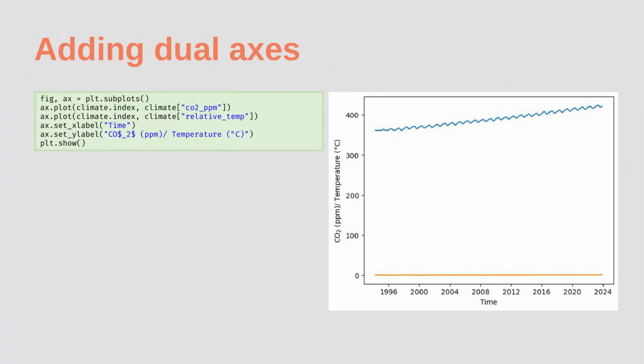Let's say we want to plot both carbon dioxide and relative temperature. Just like before, we create a figure and axis and then plot one variable, say carbon dioxide, on the graph. After that, we add a second variable, relative temperature, to the same plot. We also label the axis and display the plot. But something looks off. The carbon dioxide line appears to be shifted upward, while the temperature line looks almost flat. That's because these 2 variables are measured on very different scales. Carbon dioxide is in the hundreds, while relative temperature changes are much smaller. This difference in scale makes it hard to compare the 2 variables on the same axis.